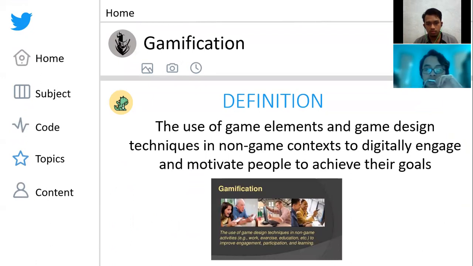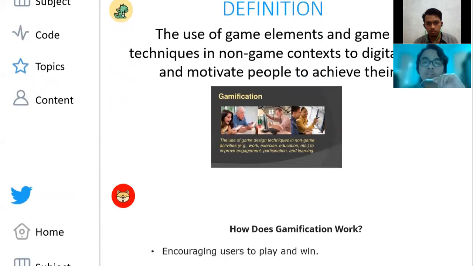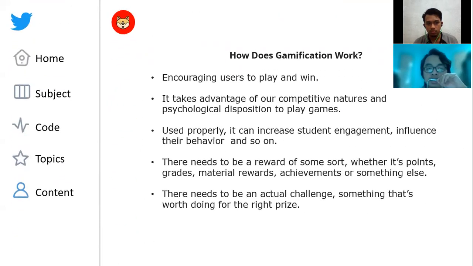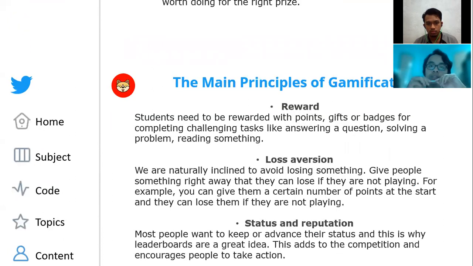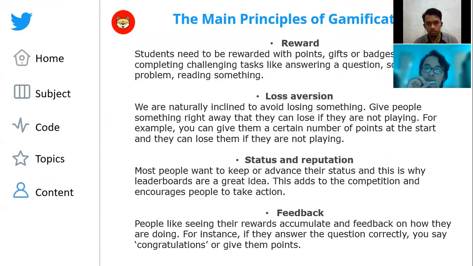For example, in our case in education, to motivate and engage people to achieve our goals, in our case, to achieve understanding in our lesson. So how does gamification work? You can read on your own, and there are also several principles of gamification, where we must have reward, we must do loss aversion, we must do status and repetition. Also, we must provide feedback after doing the gamification.